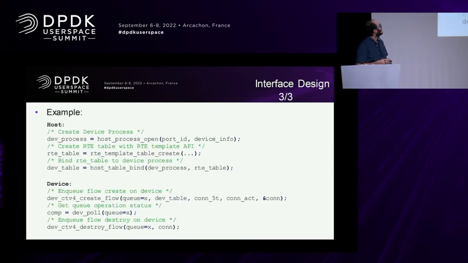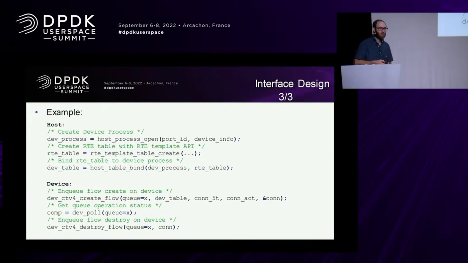Here is some pseudocode of an example of what developers need to do if they want to run on those devices. What we do is we have the host process. We open the process. We provide the port ID and the device info, ARM, DPA, whatever device you want to support, and you get back a device process. Then you need to create your RTE template table. After you have your RTE template table, you need to bind it, and you get a device table.